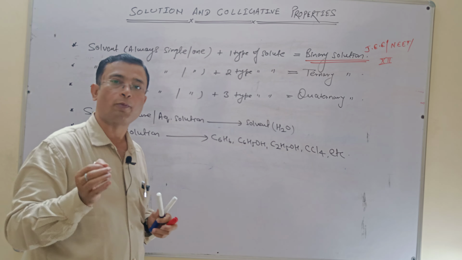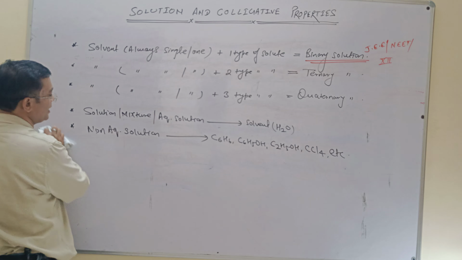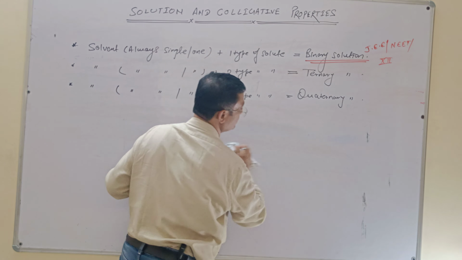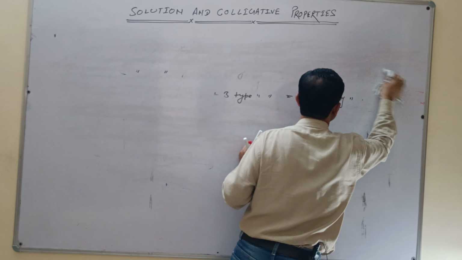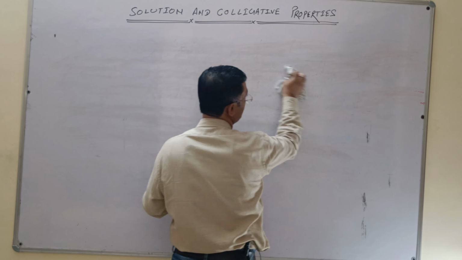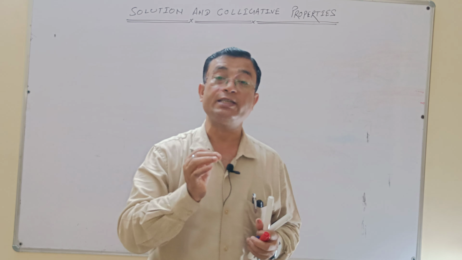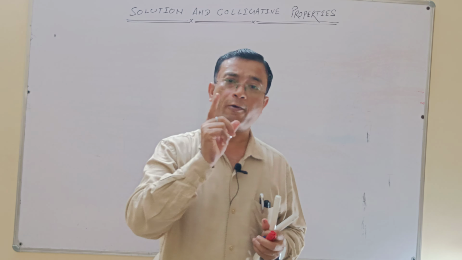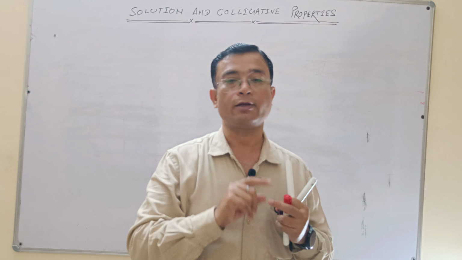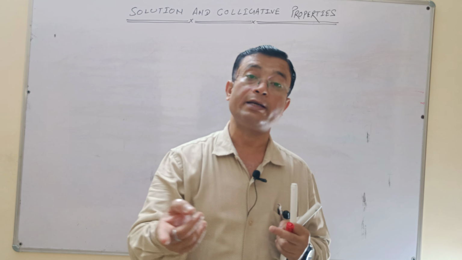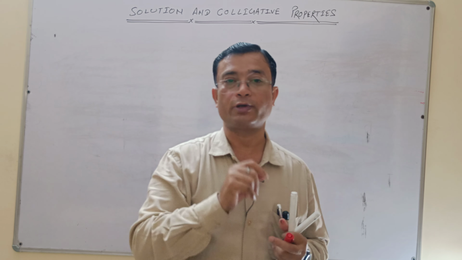I think you all have properly understood these things. Now dear students, the solution can be classified in three different categories. One is called the liquid solution, another is called the solid solution, and the third one is called the gaseous solution. What is the basis for the classification of these three types of solutions? It is the solvent component. If the solvent component is liquid, then it is called the liquid solution. If the solvent component is gas, then it is called the gaseous solution. If the solvent component is solid, then it is called the solid solution.